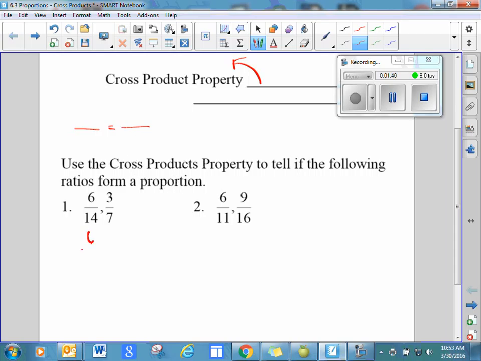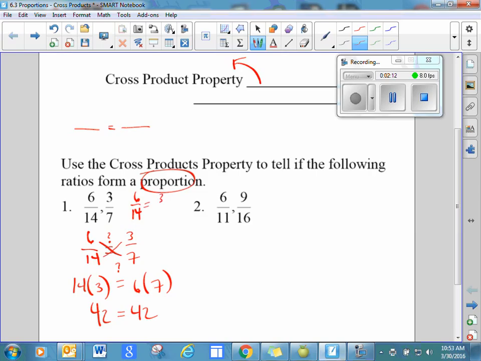So let's see if 6 over 14 is really equal to 3 over 7 using the cross products. So 14 times 3, that's one cross product, and 6 times 7 is another one. And are those really equal to each other when we multiply them out? And actually they are. 42 is equal to 42. So these are a proportion. They are, in fact, equal to each other.